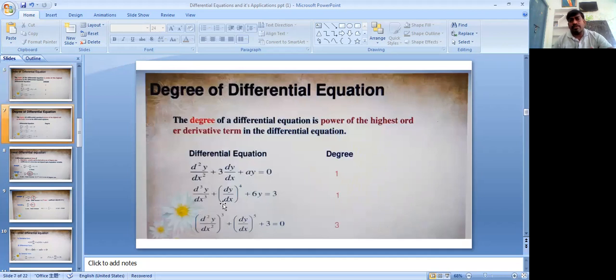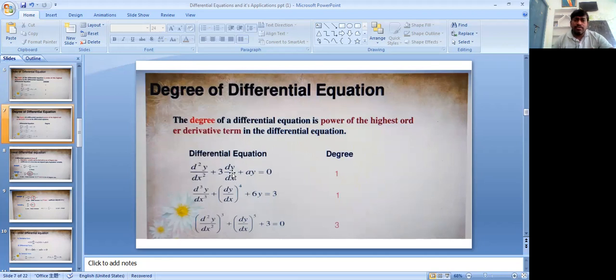Next, degree of differential equation. Already we know how to find the order of a differential equation. The power of the highest order derivative is called the degree. The degree of a differential equation is the power of the highest order derivative term in the differential equation. Again, three examples. These three examples are ordinary differential equations.